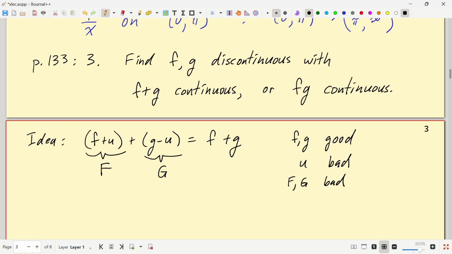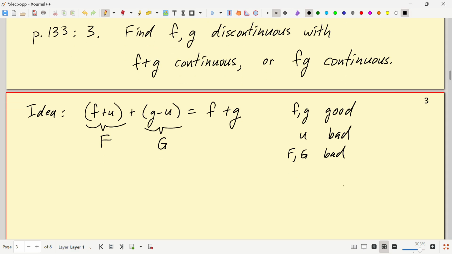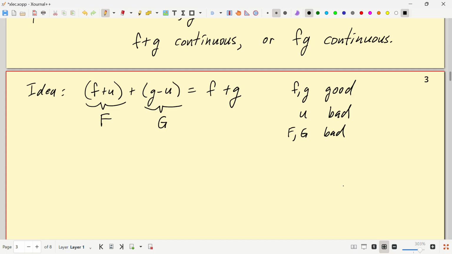Could I do something similar for the product? They both have the additive group and the multiplicative group. I wouldn't be surprised if you could come up with similar ideas there. Let's see, I could have f times g equals f times 1 over g. Let's see what I want to do here.